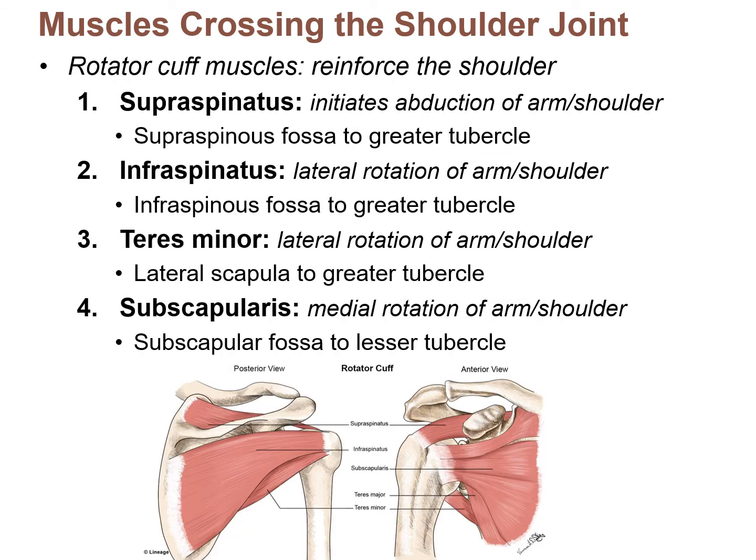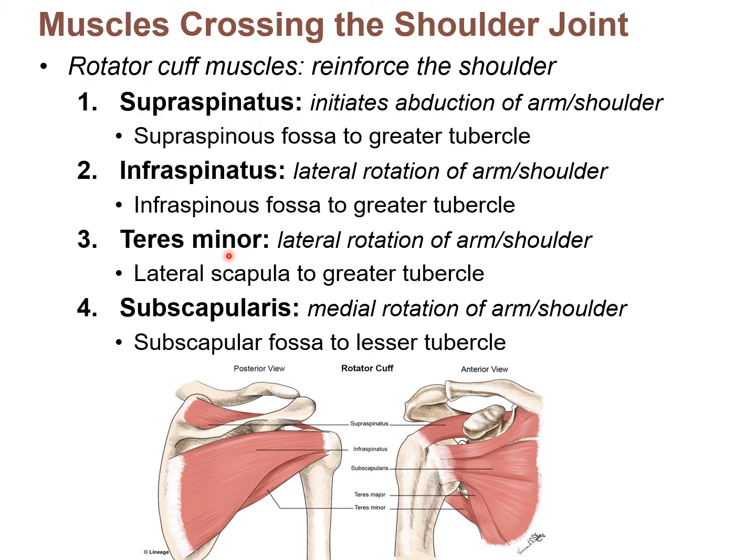All right, your next group of muscles to know that cross the shoulder joint are the four muscles that make up the rotator cuff. So know this group. These are the four muscles that make up what we call the rotator cuff. As you can imagine, they're going to rotate the shoulder. Think of the cuff as your shoulder, so rotator cuff muscles.